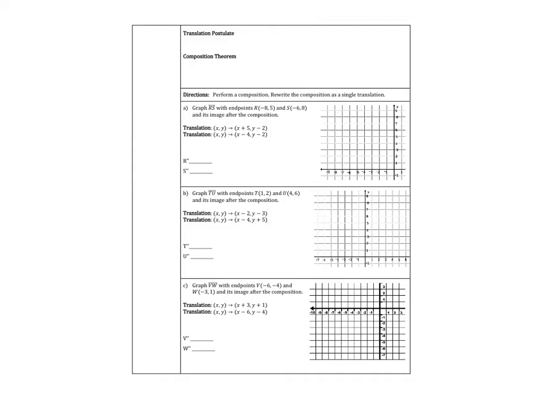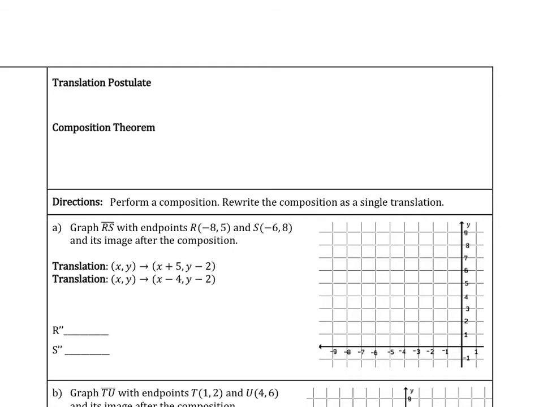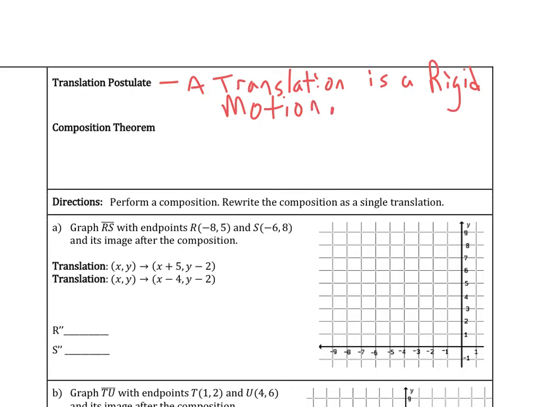Couple key things here. Whenever we have a translation, we always get a congruent figure, okay? Or it's what we call a rigid motion. So a translation is a rigid motion, meaning it doesn't change shape. Rigid is something we'll talk about over the next few days. It's something that doesn't change the shape. It's going to be congruent in every way.